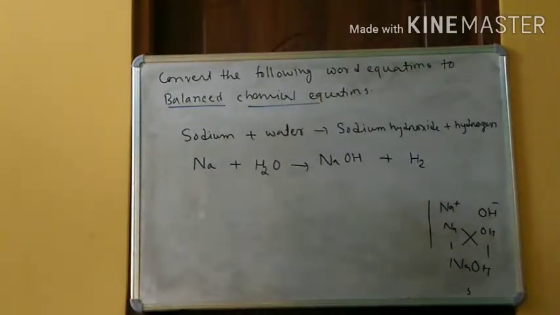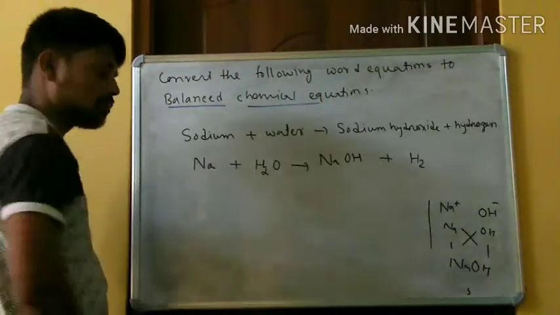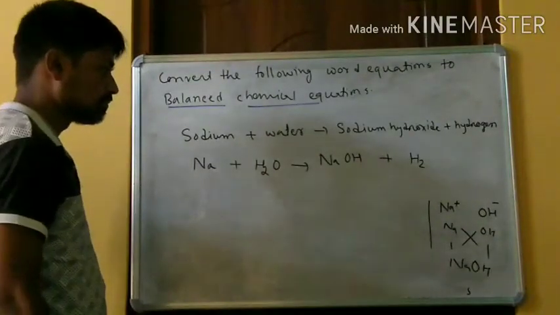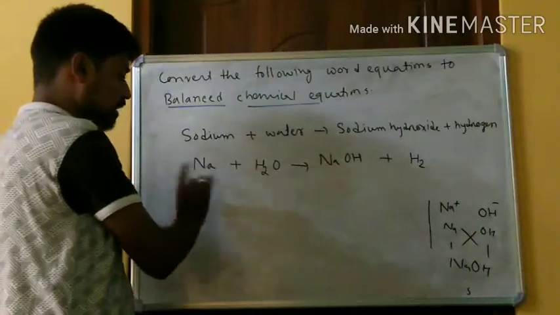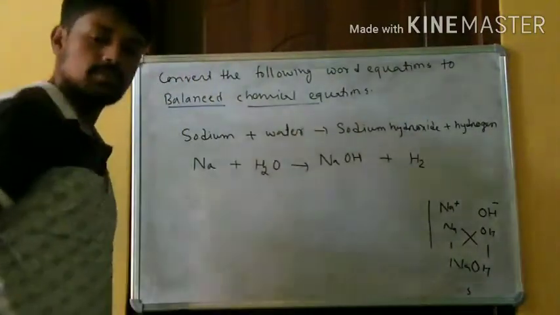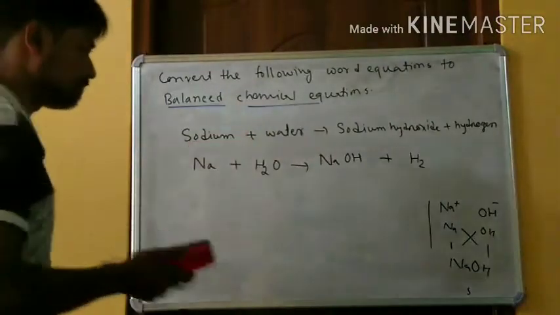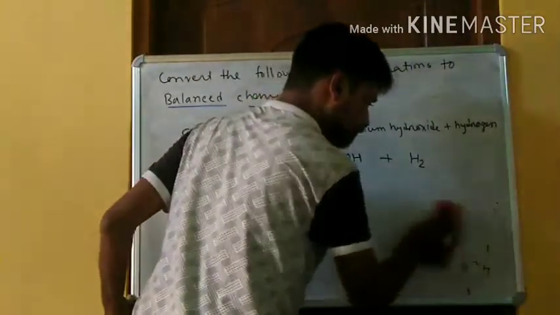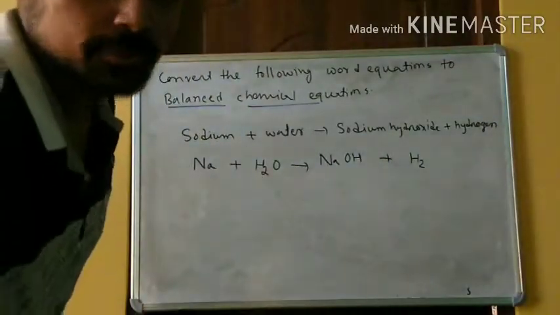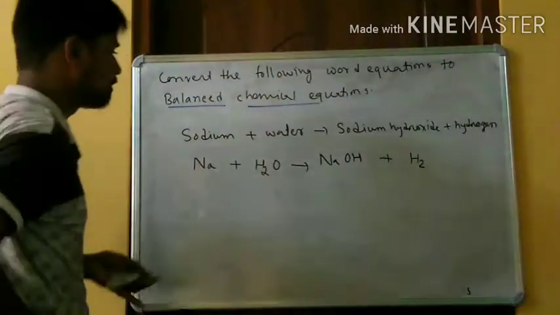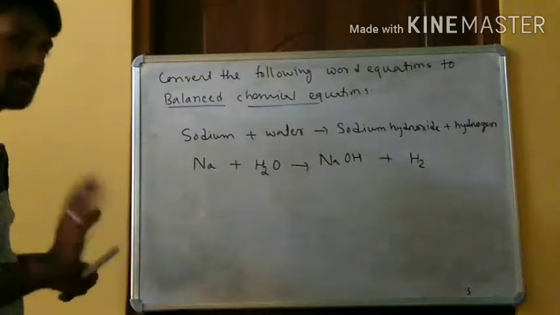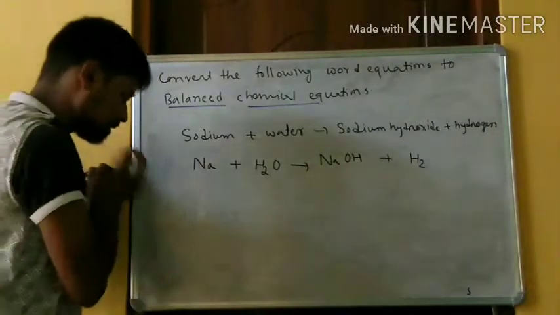Now see whether the equation is balanced or not. The equation is not balanced, since the number of hydrogen atoms on the two sides is not equal. So you try to balance the equation. Okay. Now I am not balancing the equation, you have to balance it. I am just converting them to a chemical equation. Right? Another example.